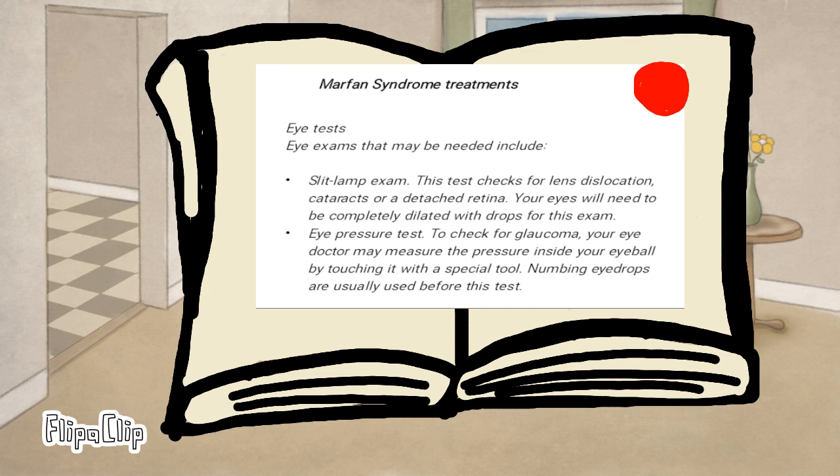Eye pressure test. To check for glaucoma, your eye doctor may measure the pressure inside your eyeball by touching it with a special tool. Numbing eye drops are usually used before this test.